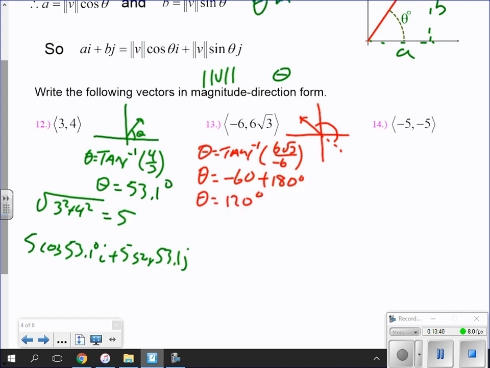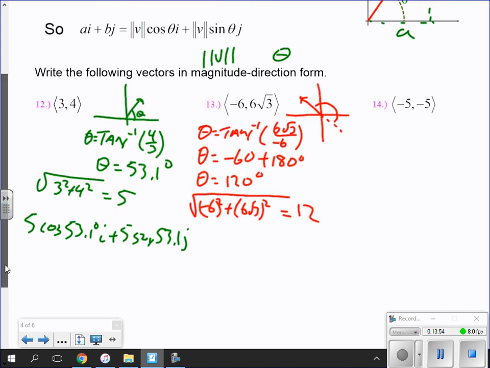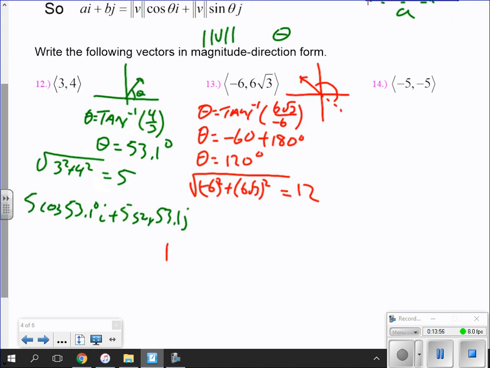So our angle theta would end up being 120 degrees. Our magnitude, negative 6 squared plus 6 root 3 squared, we end up getting 12 for that. So our magnitude and direction form of this one would be 12 cosine 120 degrees i plus 12 sine of 120 degrees j.